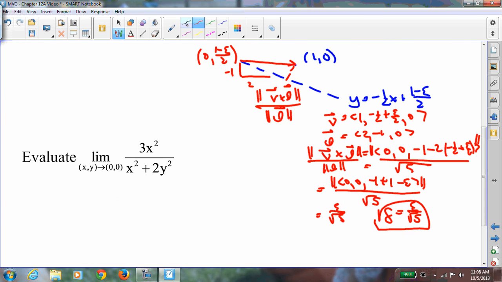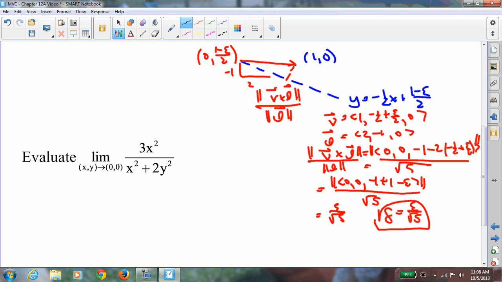Alright, let's evaluate a limit. So I have here, the limit as x, y approaches 0, 0 of 3x squared plus x over x squared plus 2y squared. So I want to show this two ways. Basically, you can prove that a limit does not exist if you can find two approaches to what x and y are approaching, and you get two different values as a result.